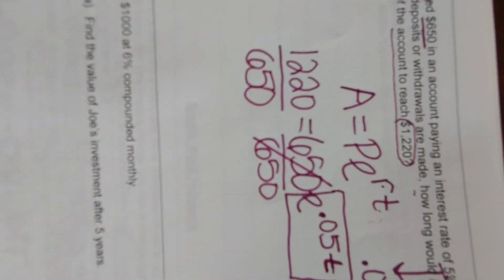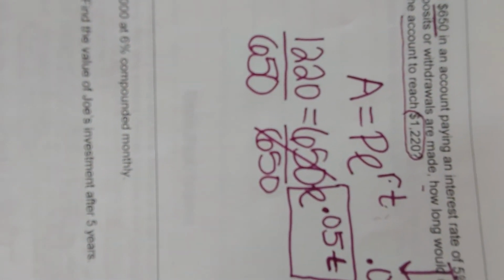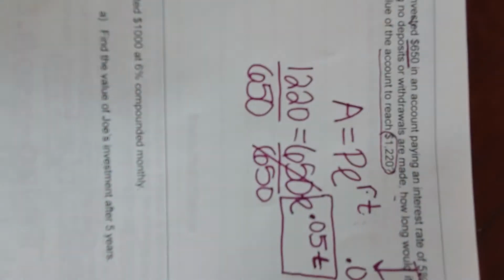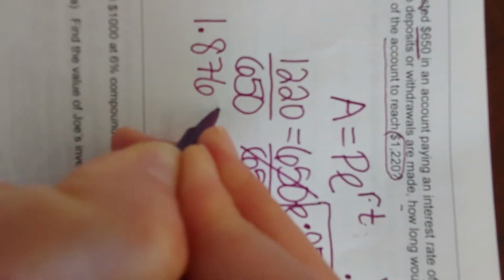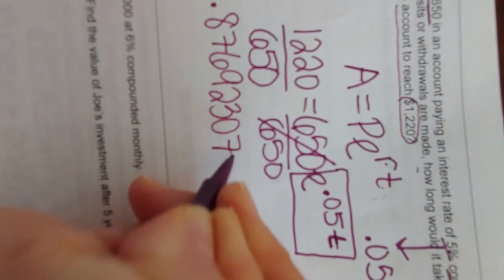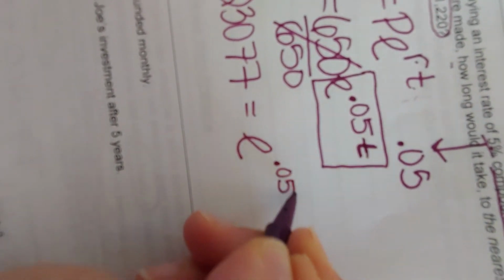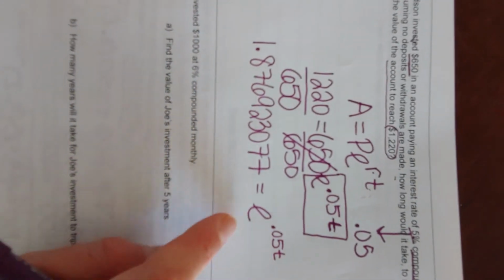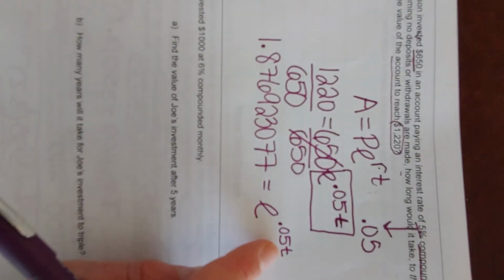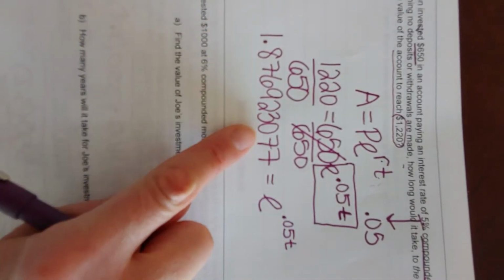So I have $1,220 divided by 650. And I'm going to leave my number on the screen, but I get 1.876923077 equals e to the 0.05t. All right, so now I have to use a logarithm to solve for t, because I need t to get unstuck from the exponent. So to do that, I'm going to introduce a log.